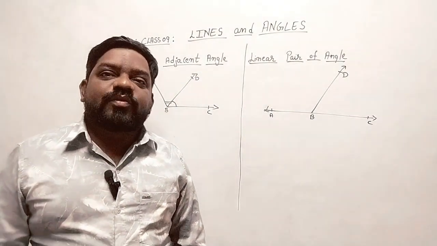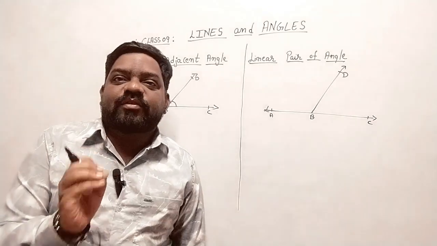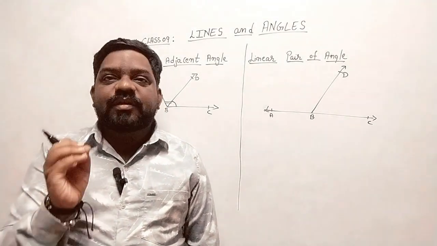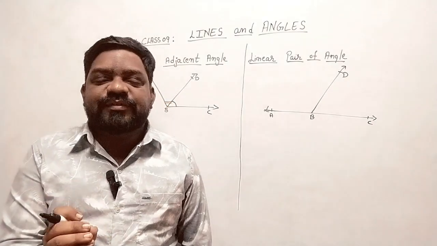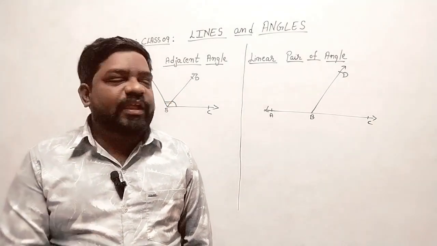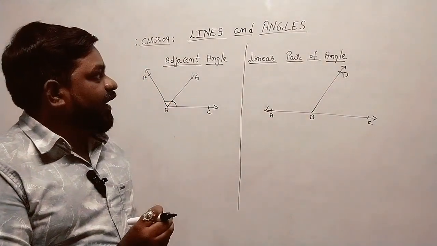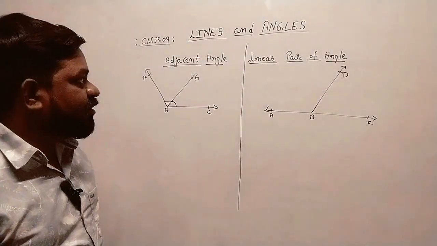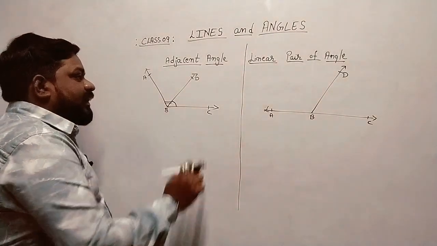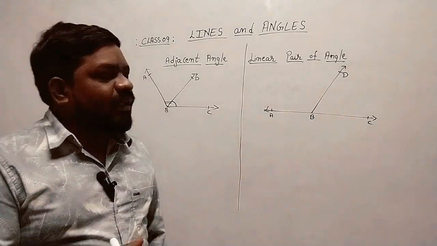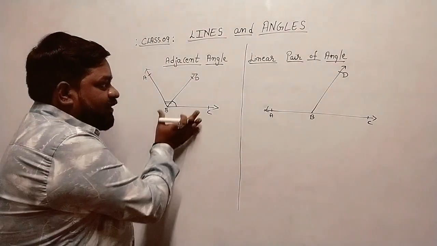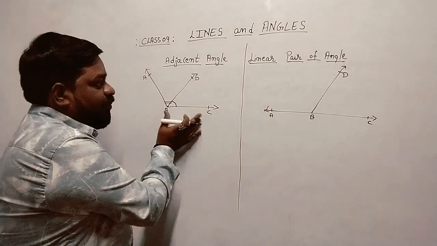In the last video, we learned the basic concepts of lines and angles. We'll continue the basic concepts in this video, and first we'll start with adjacent angles and linear pair of angles. Most students get confused with adjacent and linear pair of angles. Adjacent angle means, consider this one as an example.